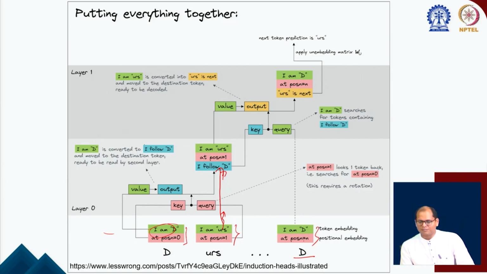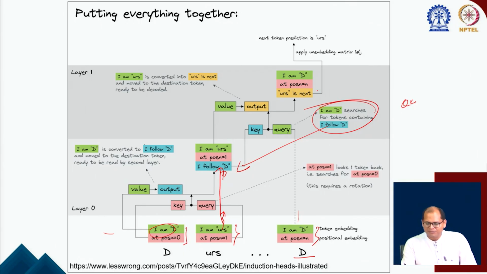Now, for the first layer, the QK circuit will search for a token that has information I follow D. It finds I follow D here. So, it has a good match, so it puts attention, and then what it writes in the unembedding subspace is that the next token is ers. So that is the idea, and then you apply the unembedding matrix to that, and you get a high probability for ers.